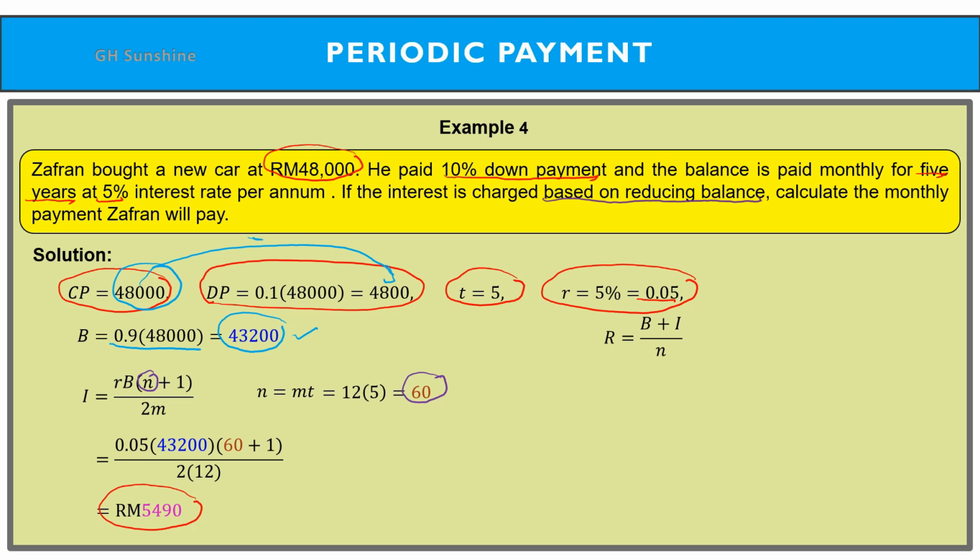Next, what we need to calculate is the monthly payment. Substitute balance, interest, and number of payments. Then, we got the final answer for the monthly payment Zafran will pay, equal to RM811.50. So this is how you calculate the monthly payment or the periodic payment using reducing balance. The difference here is how to calculate the interest amount, but for the monthly payment we use the same formula, which is R equals B plus I divided by N.